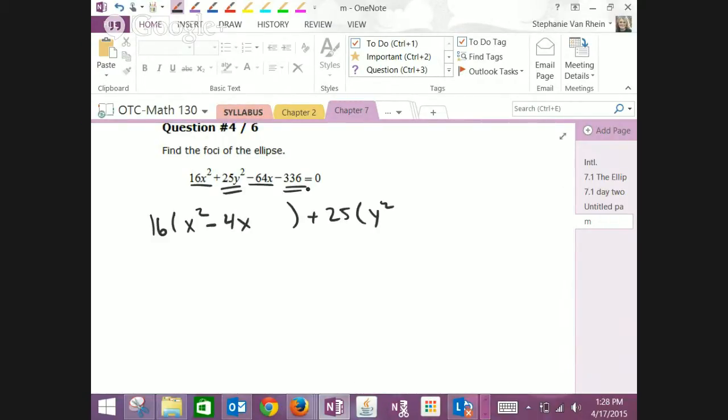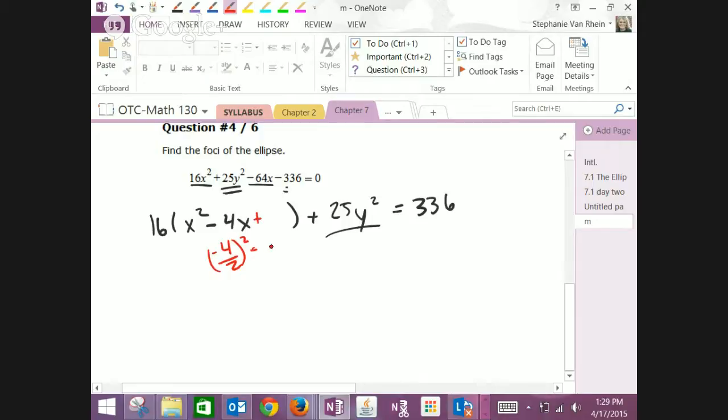Oh, where's my other y at? None. I'm going to leave this 25y squared. There's no other y term, right? Equals 336. So this is already a perfect square. y squared is perfect. So what do I need to add to this quadratic? Minus 4 over 2 quantity squared, which is minus 2 squared, which is 4, right?